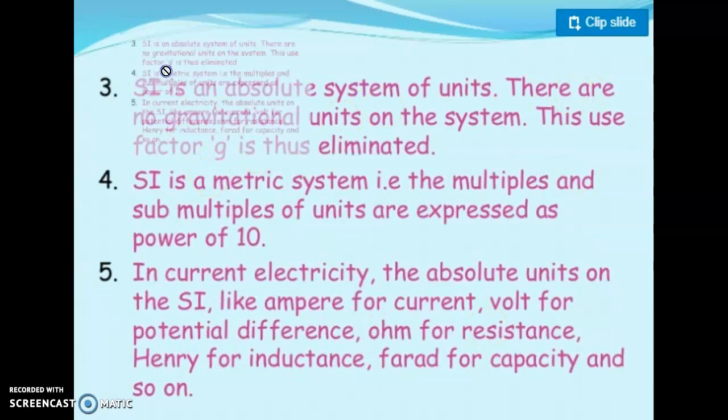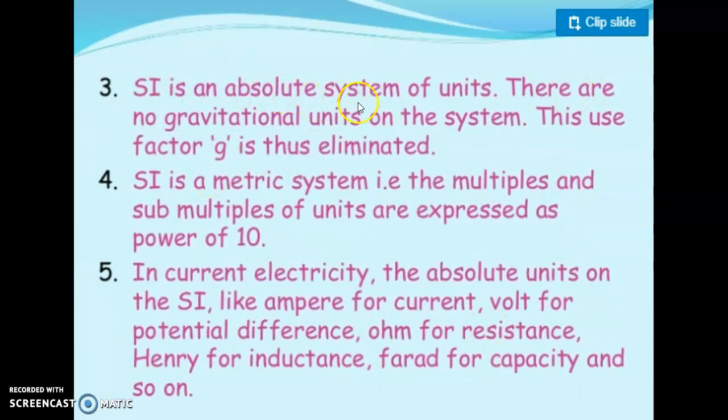Third advantage is that SI is an absolute system of units. There are no gravitational units. The use of factor g is thus eliminated. So it is an absolute system. There are no gravitational units, so gravitational mass, kgf, etc. were eliminated.